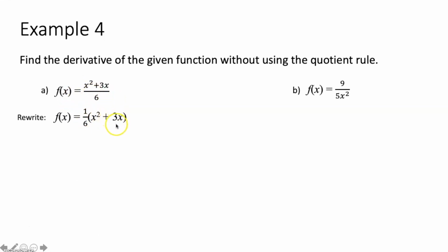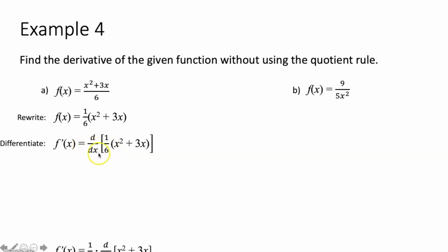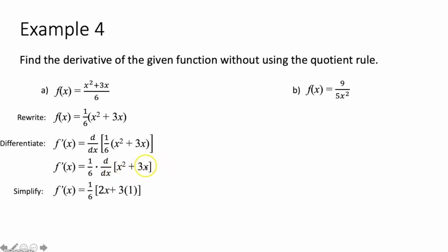squared plus 3x. Now what I can do is take the derivative of this, and when I take the derivative, I just have a constant being multiplied to my function. So I use the constant multiple rule and take this 1/6 and just move it out front and multiply it on at the end. So now over here, I'm going to take the derivative of each term separately. Derivative of x squared becomes 2x to the first, and the derivative of 3x, I just take the derivative of x and then multiply 3 on by the constant multiple rule, and I get 3 times 1.